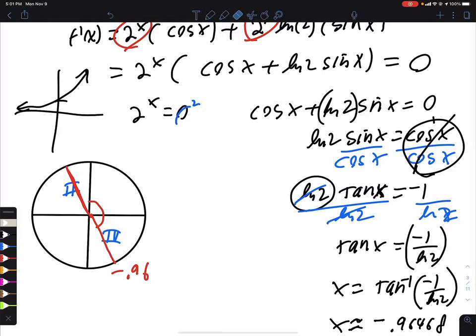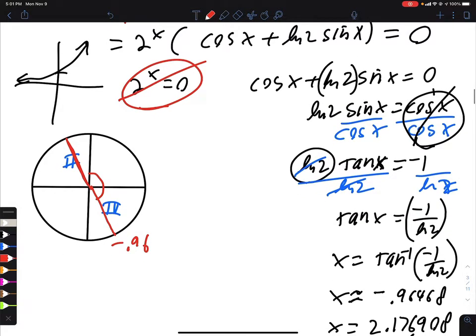I'll erase all this stuff. This has no solution, never happens, therefore there are no critical points there. Well, the second one is kind of a mess, and how would you know to do this? Kind of through experience. You want to solve for x. I can't do anything with this, so I'm going to subtract the cosine from both sides.